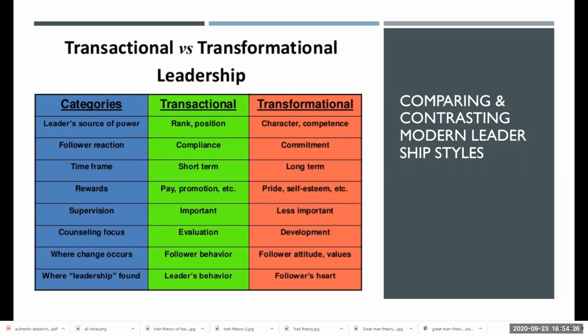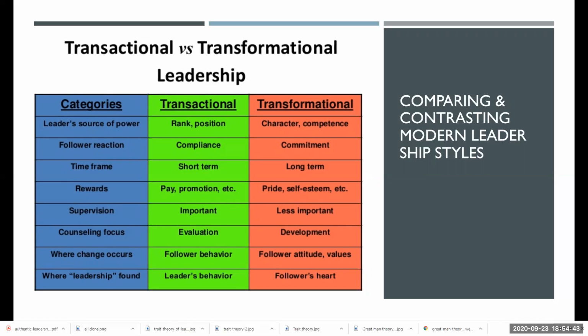When it comes to direct supervision, or micromanaging, transactional leadership feels that's very important. You have to make sure those people do what they're supposed to do. Make sure they deliver that service that they promised. If we're going to be paying them, they need to do the work. That's the mindset of a transactional leader.